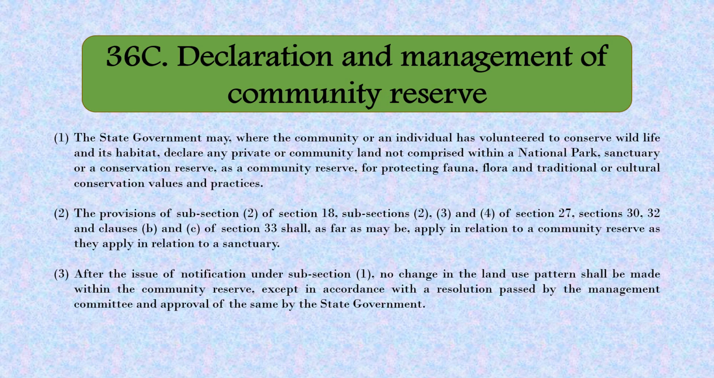Section 36C talks about the declaration and management of a community reserve. Here the state government has the right to declare any private or community land not comprised within a national park, sanctuary, or conservation reserve as a community reserve, where the community or an individual has volunteered to conserve the wildlife and its habitat. This is done to protect the flora, fauna, and the traditional and cultural values of the area.